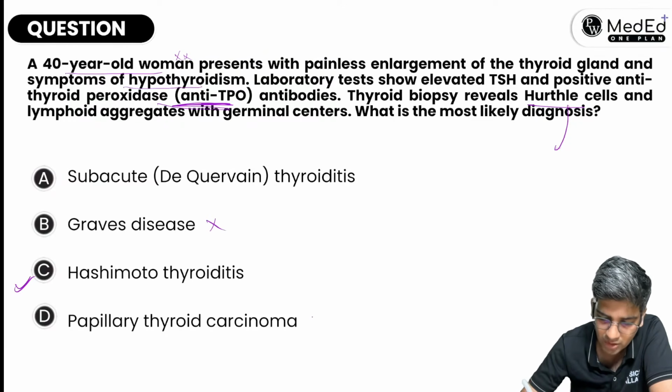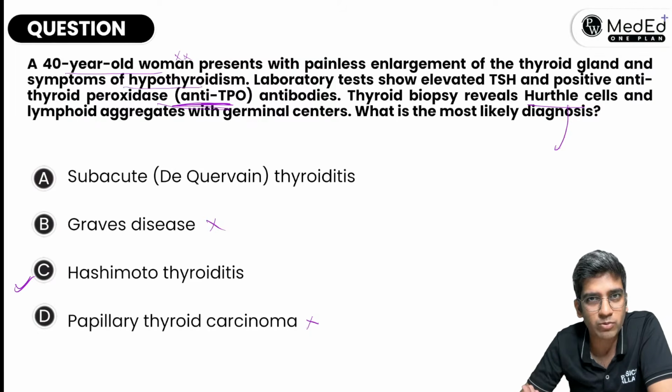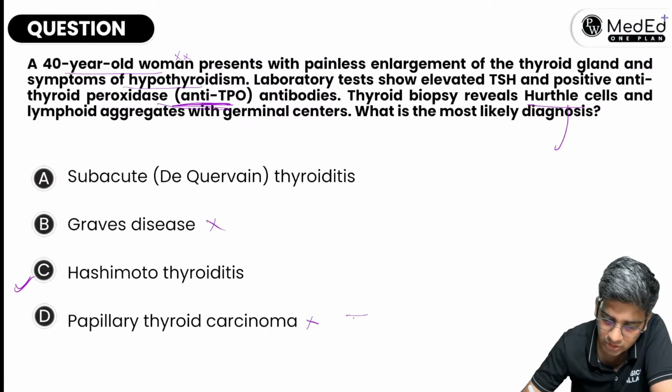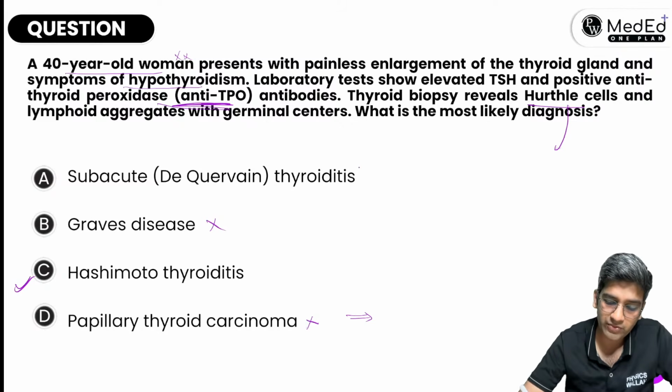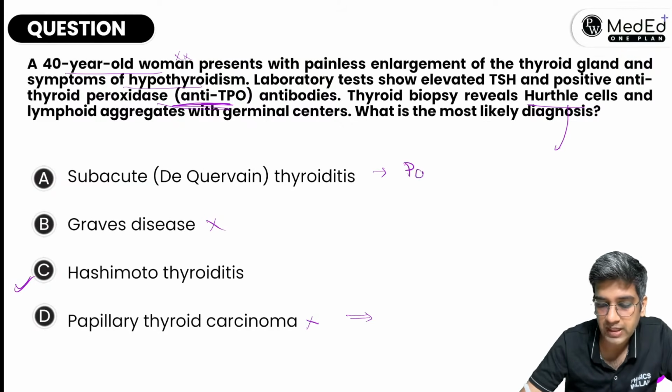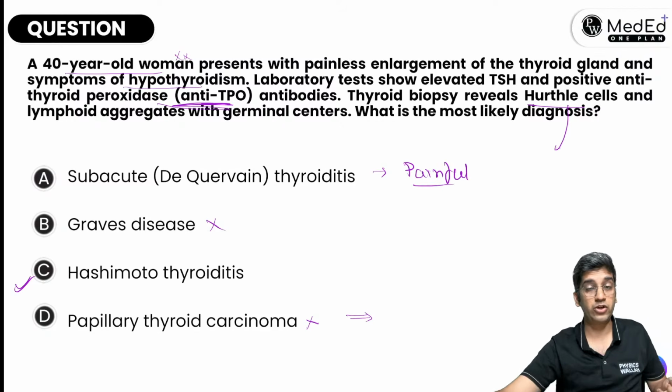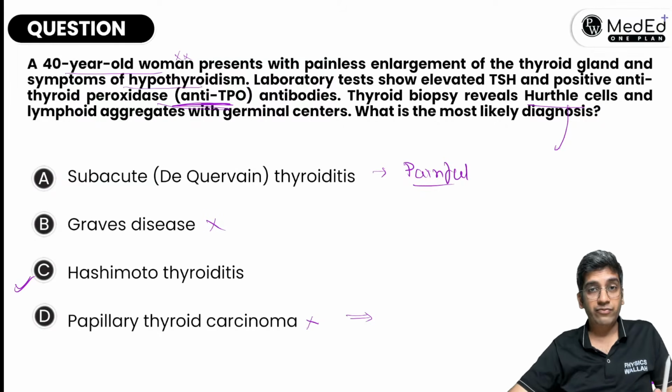Obviously, papillary carcinoma thyroid will not show antibodies. What will be the finding in papillary carcinoma thyroid? I want you guys to comment on the finding of papillary carcinoma thyroid. De Quervain will be a painful lesion. If you have a painful thyroiditis, I want you to think of de Quervain thyroiditis. That's important. It will be a painful lesion.